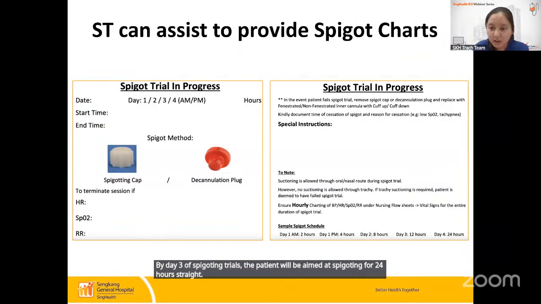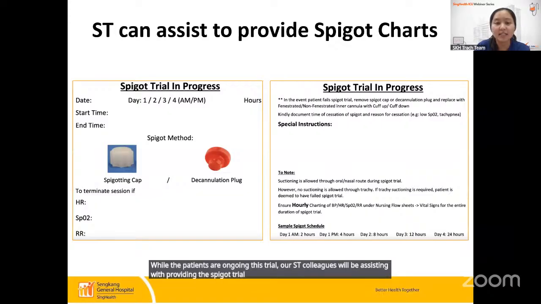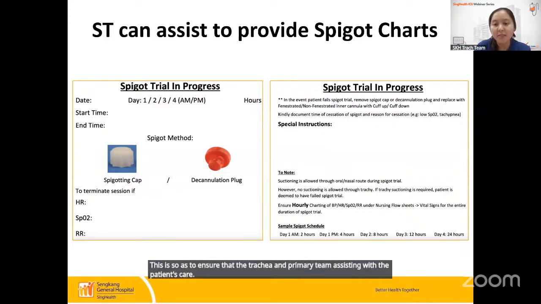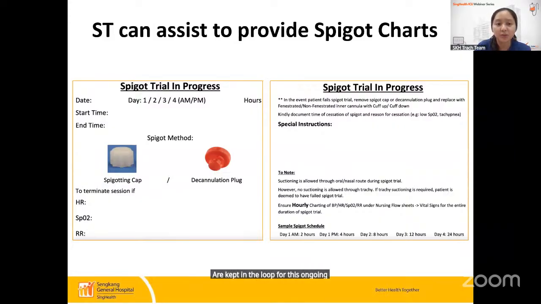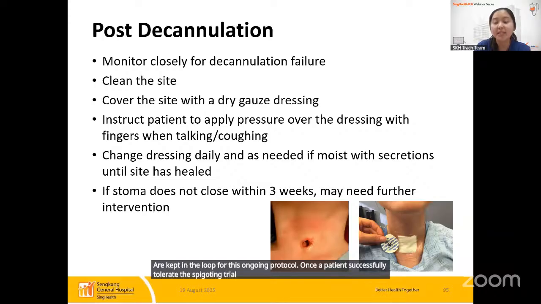While the patients are undergoing this trial, our ST colleagues will be assisting with providing the spigot trial chart as seen in this slide. This is so as to ensure that the trachea and primary team assisting with the patient's care are kept in the loop for this ongoing protocol. Once a patient successfully tolerates the spigoting trial, they can then be decannulated.